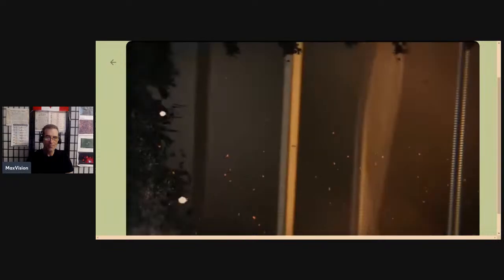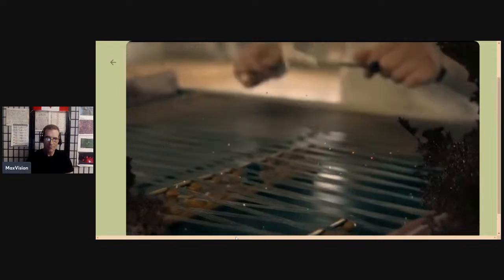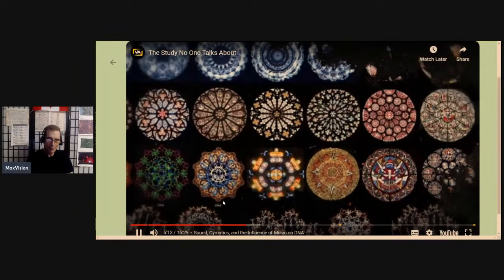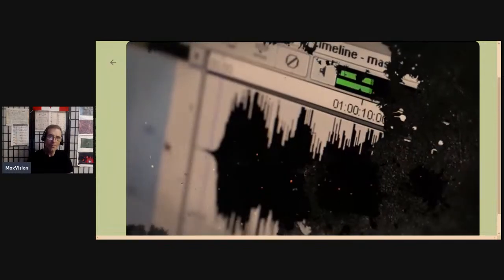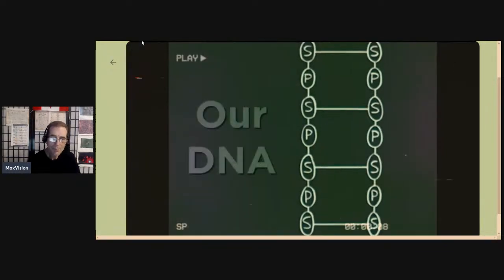The notion that sound waves have the power to visibly change matter leads us to consider the possibility that music, with its rich collection of sound waves, may possess the ability to influence not only our physical surroundings, but also the very essence of our being, our DNA.